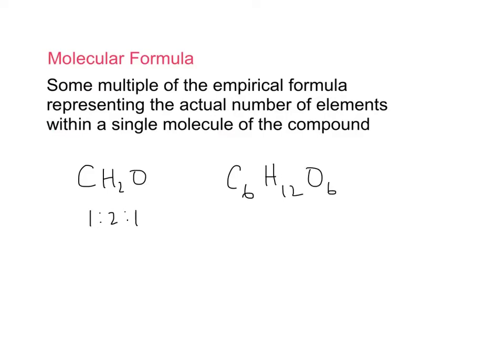C6H12O6. Notice that the commonality here is the ratio. They simplify to a 1 to 2 to 1 ratio. So in both cases, the empirical formula is the same, but the molecular formula represents the compound as it exists in nature. And the empirical formula just represents the lowest whole number ratio.